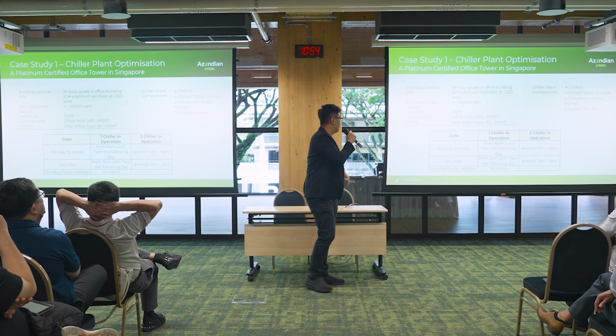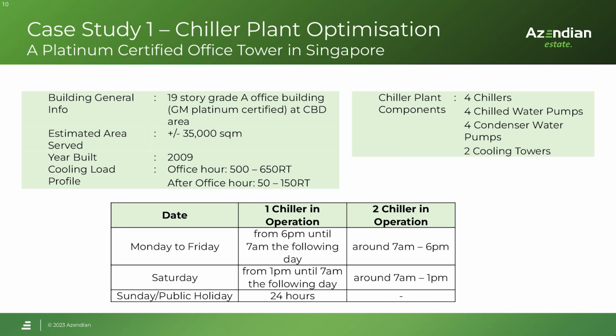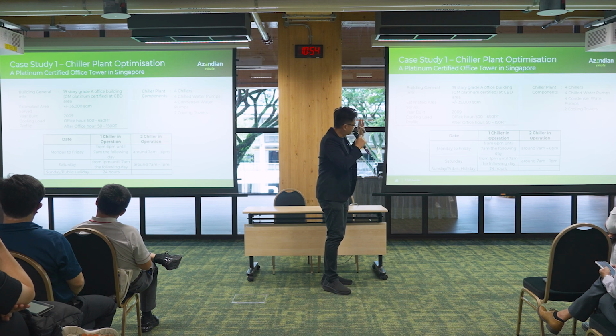Okay, so a little bit of profile of this building. This is a 19-story building, Green Mark Platinum certified, and the floor area is about 35,000 square meters. The building was built in 2009, and it's an office building, right? So the office hour operating load is between 500 to 650 ton, and when I say office hour, it includes night and evening, right? It's between 50 to 150 ton.